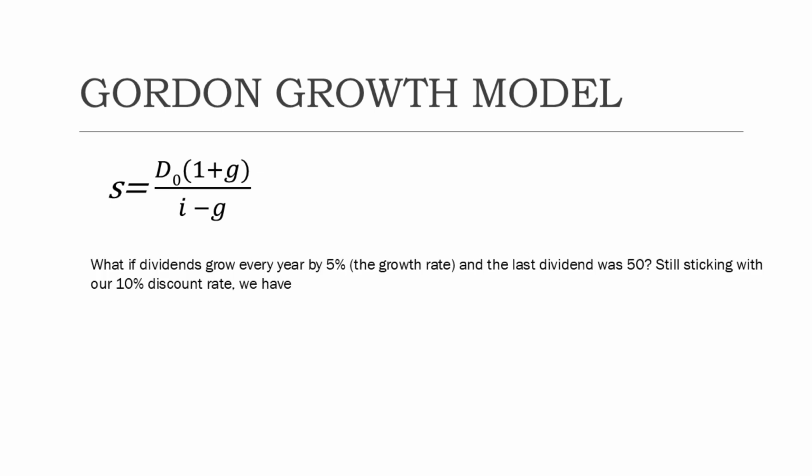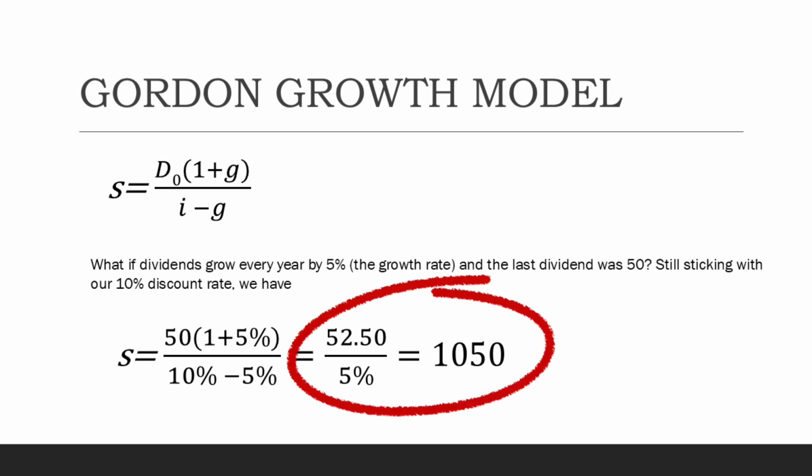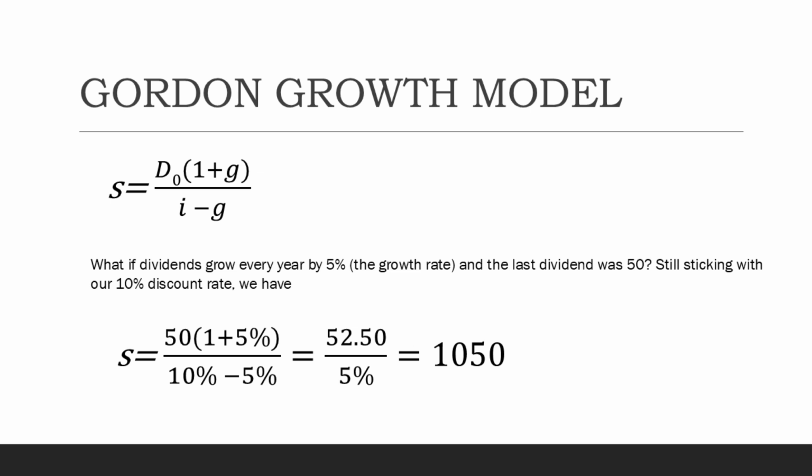Here, the same problem of a 50 dividend last time, but it's now growing by 5% and we're discounting at 10%. This gives the value of the stock at 1,050, coming from 5,250 all over 10% minus 5%, or 5,250 divided by 5%. That's how we get it. And that's the price of the stock using the Gordon growth model for dividends that are growing by a constant rate, g%. That's what we have.